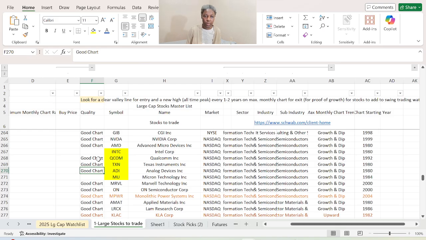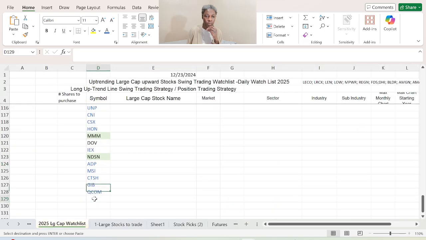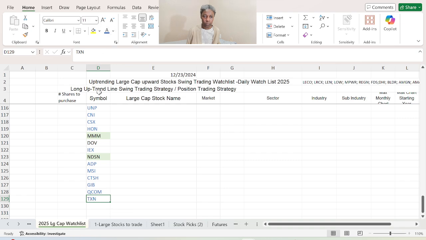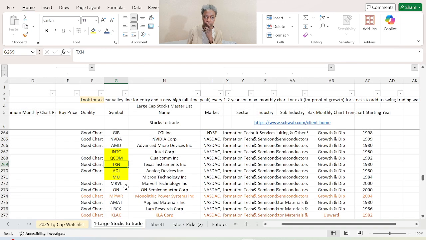Okay, that is the indicator that we are using to pull the ones that we want to add to our watch list out of there. So that, yes to that one. And again, find some buying time.